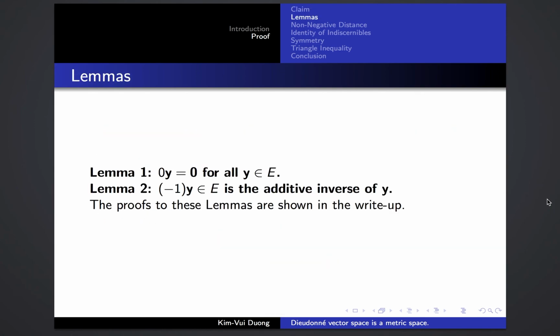I used a couple lemmas in my proof, which are provided in the write-up. The first lemma was that the scalar 0 times any vector in E is equal to the 0 vector. And the second was that negative 1 times any vector in E is the additive inverse of that vector.